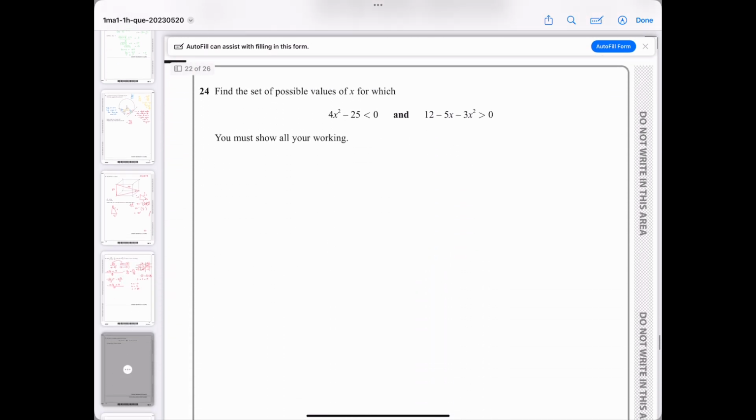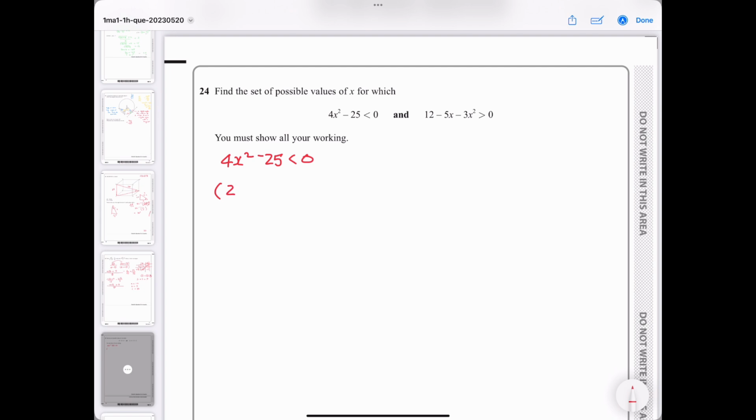Now, find a set of values for x for which 4x squared minus 25 is less than 0, and 12 minus 5x minus 3x squared is greater than 0, and you must show your working. So I can do the first one relatively easily. So 4x squared minus 25 is less than 0. So that means we can factorise that into 2x minus 5 and 2x plus 5, and that means it's less than 0.